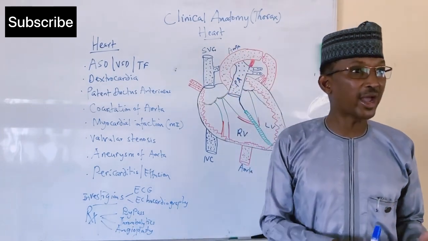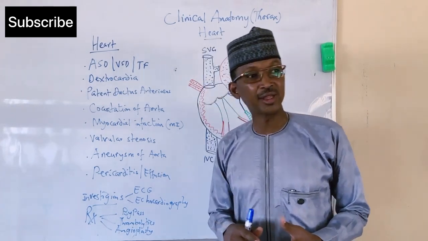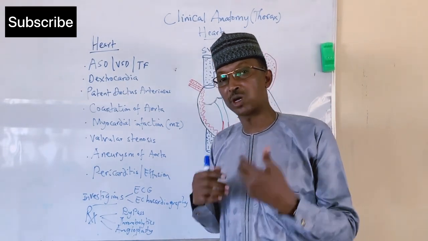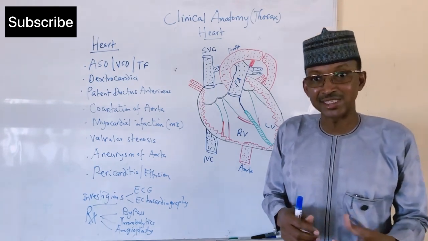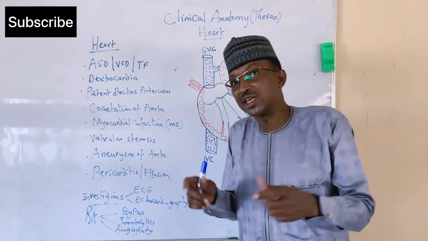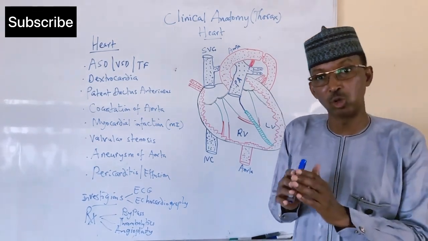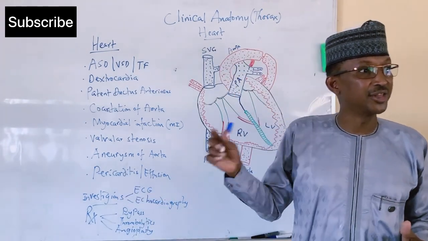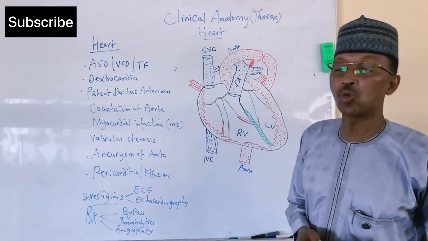When you hear this word acquired, we are talking about the diseases or clinical conditions that affect the heart after somebody is born. But when we talk about congenital diseases, we are talking about diseases of the heart that are born with that person. So if somebody is born with diseases of the heart, these are the congenital heart diseases. After somebody is born, if the heart is normal and later on he or she develops diseases of the heart, these are what we call acquired heart diseases or conditions.